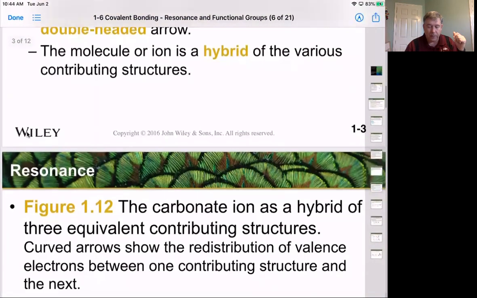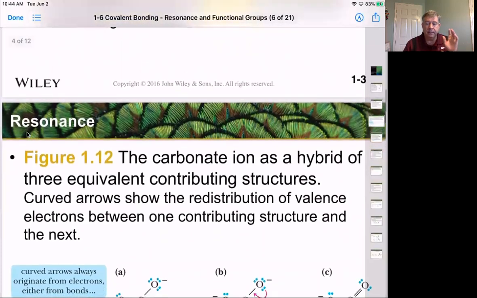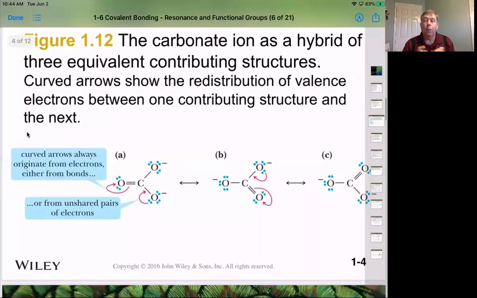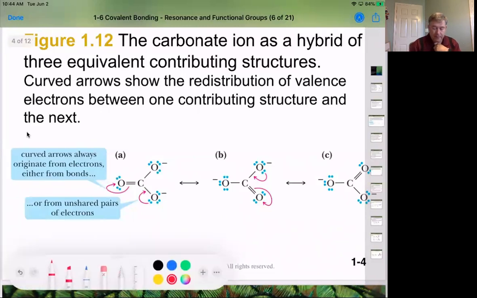Okay, so how do we draw this and how do we get in our heads that these are equivalent structures? What we want to do is take a structure we drew as a Lewis dot structure and move only electrons. Do not move any atoms, do not break any bonds between atoms. All we're going to do is move electrons around. And if we can move electrons around to give us equivalent structures, then we have the possibility of resonance. So we're going to just move electrons to show the three different structures that would contribute to this carbonate ion.